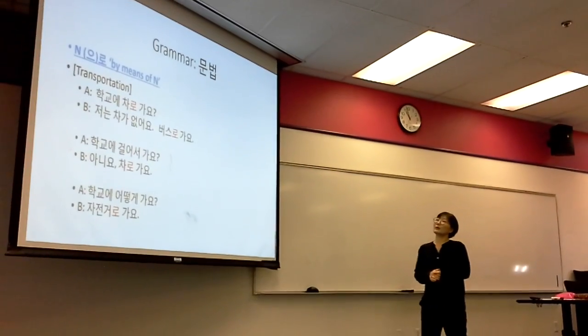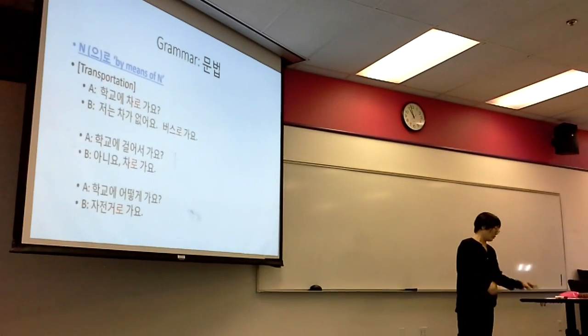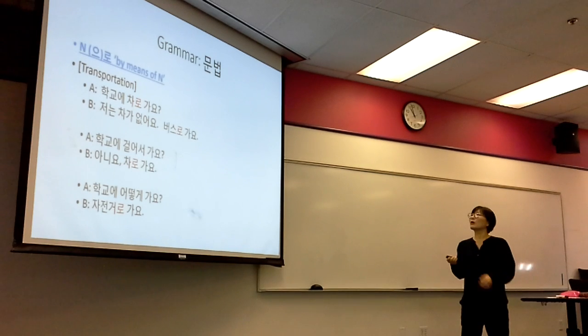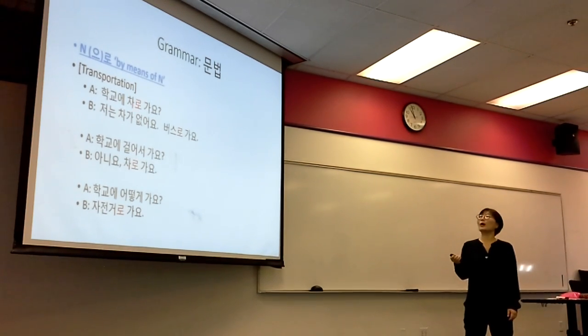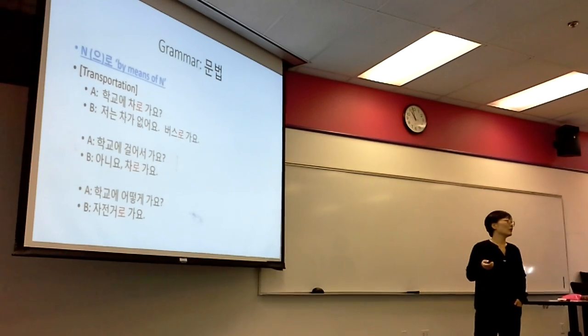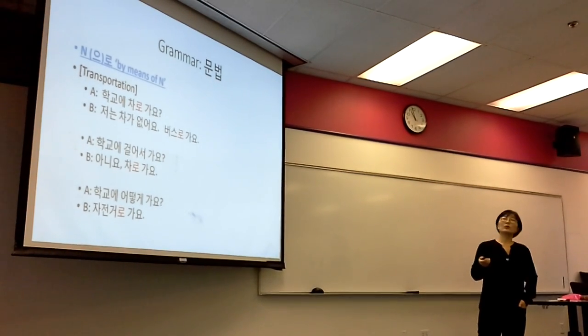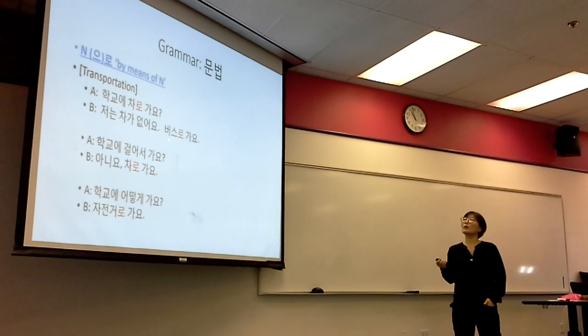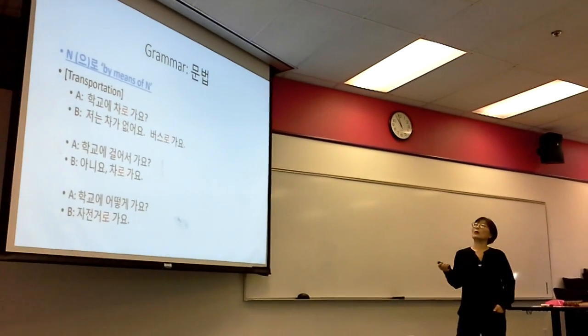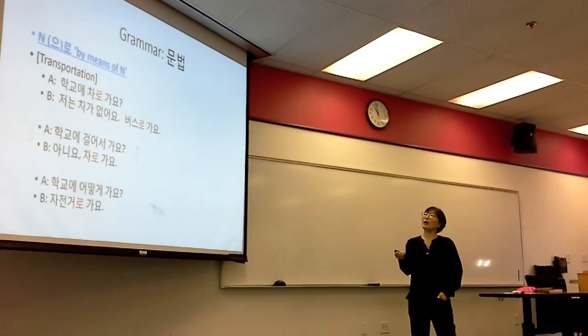By means of end. So, 학교에 가요? Or with what? 차로. Okay, by car. 저는 차가 없어요. Meaning? I don't have a car. So, 버스로 가요. Okay, I'm going to school by bus.